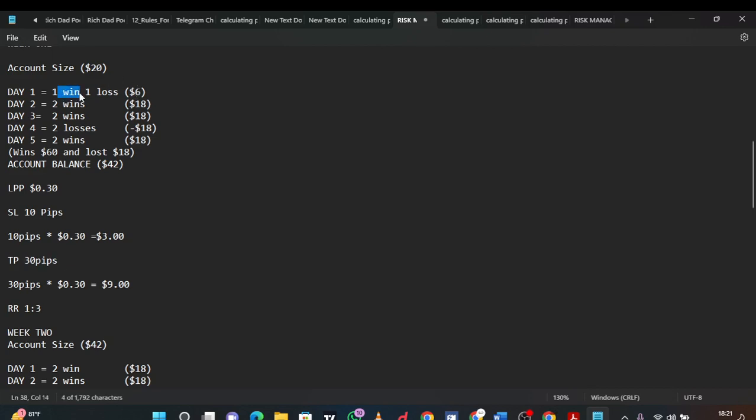So that means that we had 1 loss and 1 win. That means that we had $9, then again we lost $3. That is this loss, taking us to $6. That is our first day. We have $6. So the account now is $26.